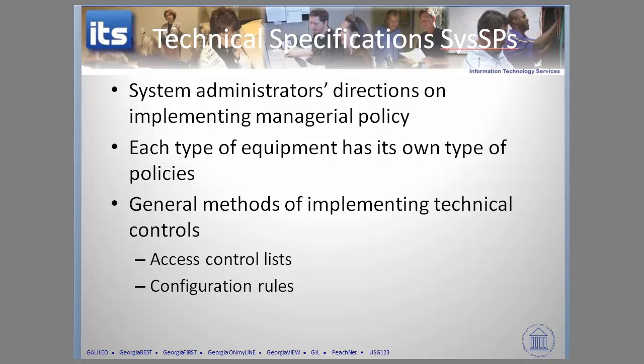I'm sure you're sitting there shaking with anticipation to get into it, so I'll stop talking so we can talk about access control lists, and hopefully this has provided a brief overview of the system-specific policies, managerial guidance as a component of that, and technical specifications as a component of system-specific policies.